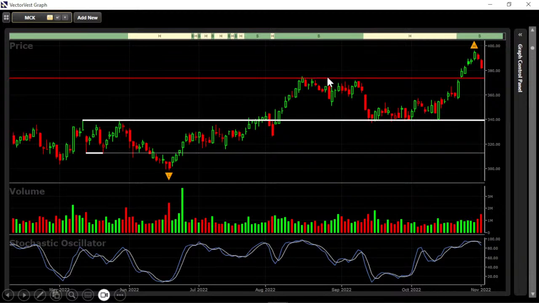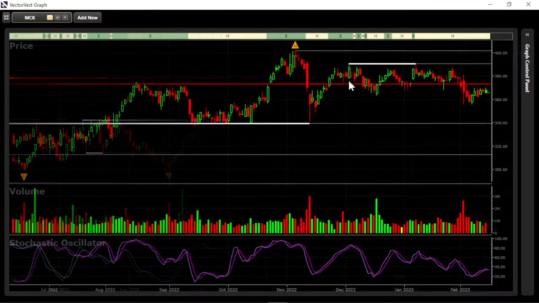This red line is now support. It used to be resistance. Once price breaks above resistance, it becomes support. I would look for the stock price to fall back to that red line and then retrace from it before I would take the position.